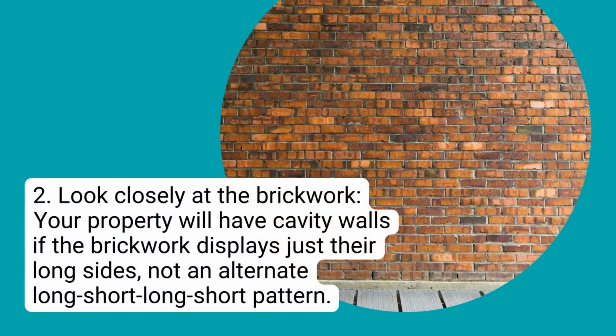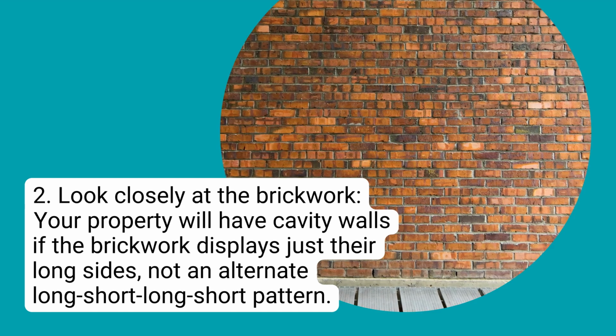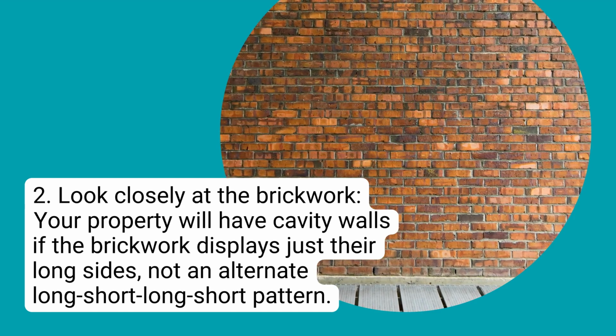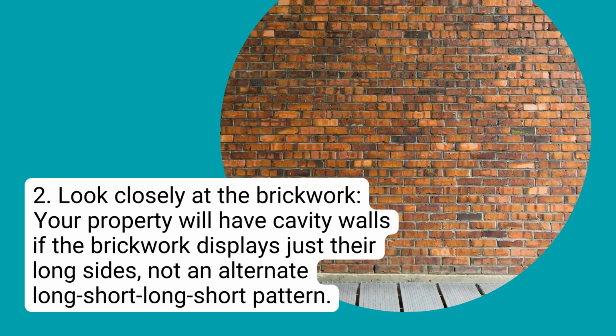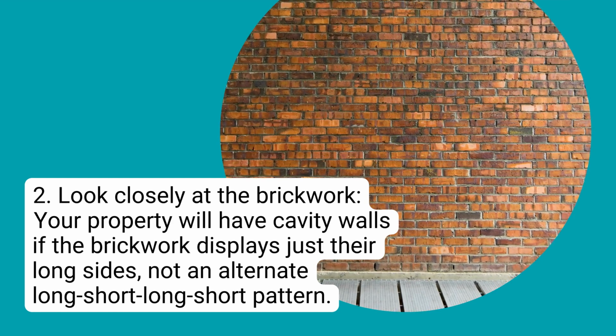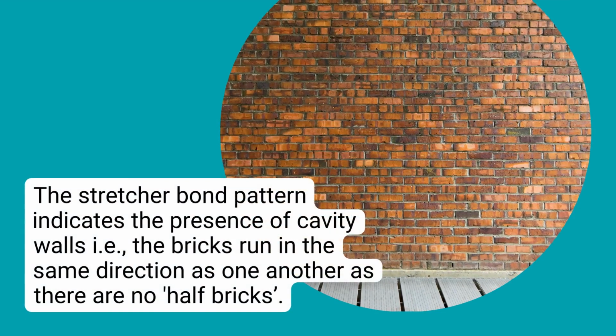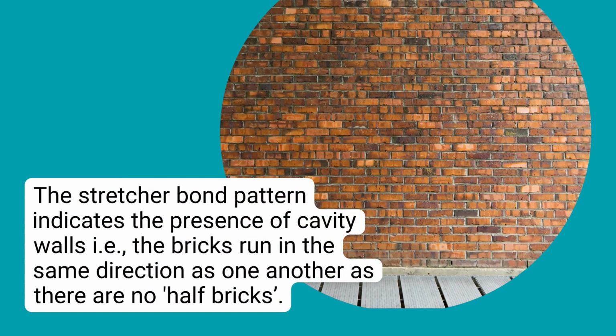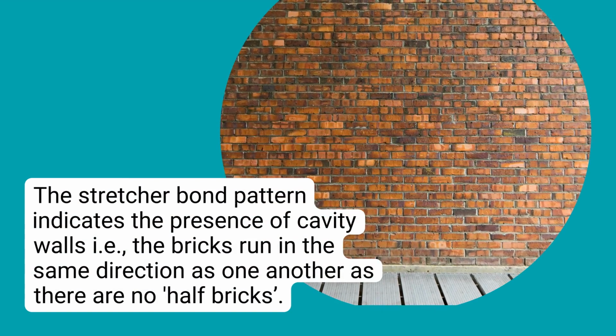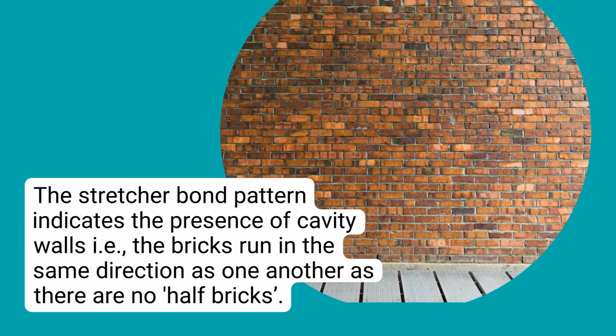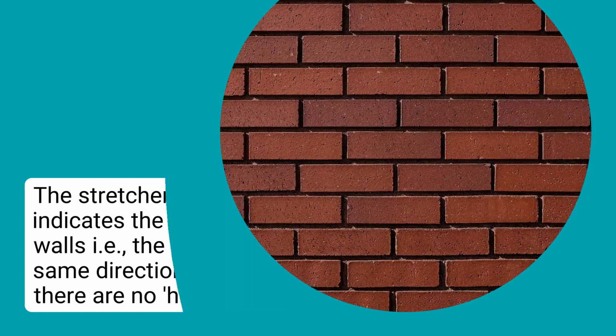2. Look closely at the brickwork. Your property will have cavity walls if the brickwork displays just their long sides, not an alternate long-short pattern. The stretcher bond pattern indicates the presence of cavity walls. That is, the bricks run in the same direction as one another as there are no half bricks.